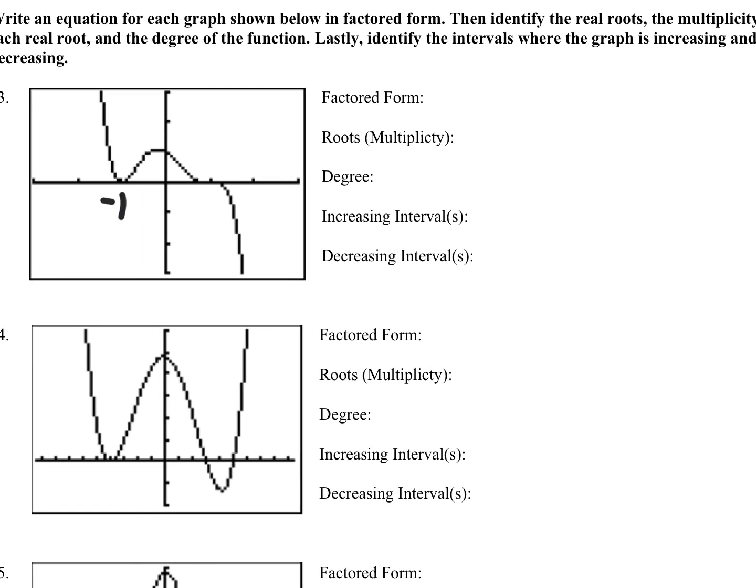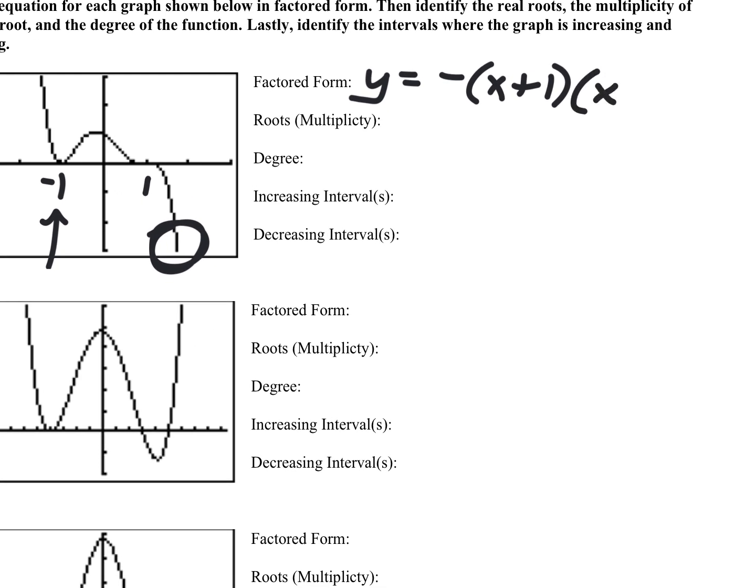That's at -1. That's at 1. So the factored form for this thing, the first thing I did is looked there. See how it's going down on the right? It has to start with a negative. So easy to forget that. Then I need a factor for each of my roots. I got one for -1, so that's going to be x plus 1. And the other one's +1, so that's going to be an x minus 1.